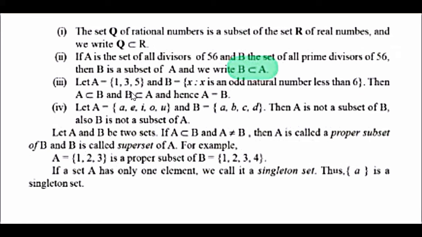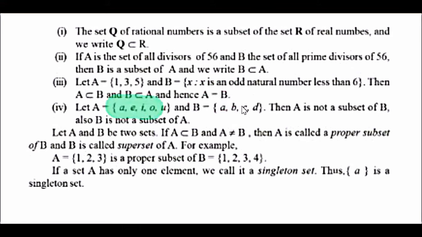Take one more example. A is equal to {1, 3, 5}, and you take another set of odd natural numbers which are less than 6, and you see that {1, 3, 5} and this set are exactly the same. So A is a subset of B, and in turn B is a subset of A. So we say A is equal to B.